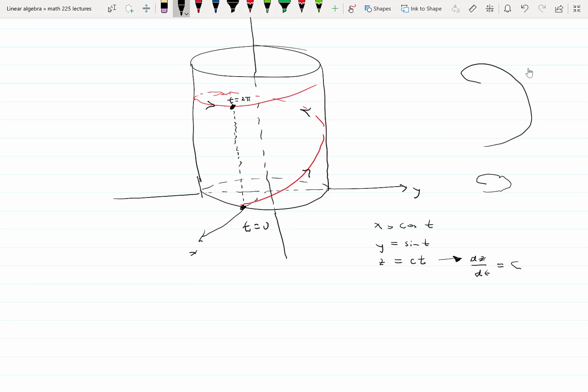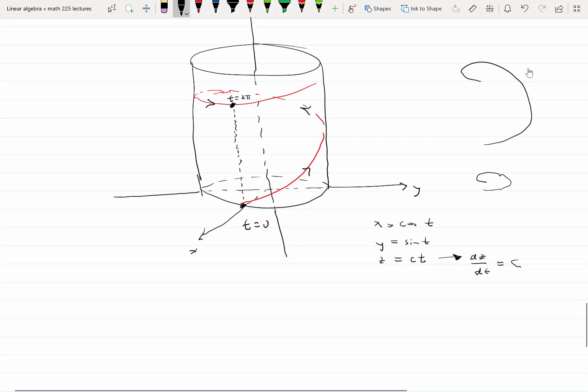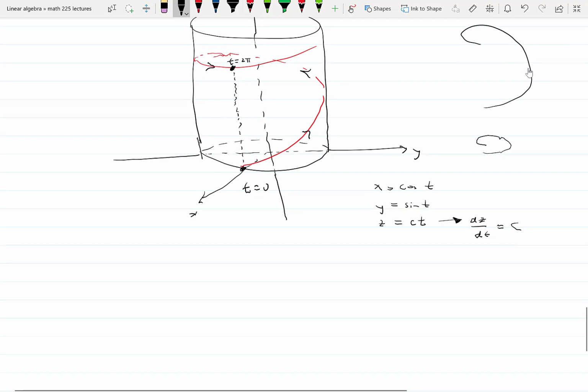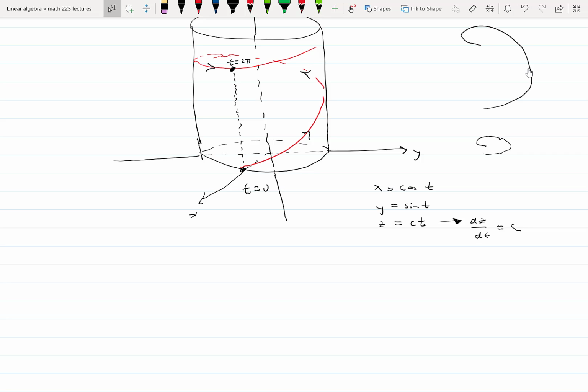Okay. So the reason I did this little analysis with c is that when I do in-class lectures on this, I like to pose a couple of questions before I do this problem. First question is, what do we expect the length of this red helix between t equals 0 and t equals 2 pi? What do we expect it to be more than?